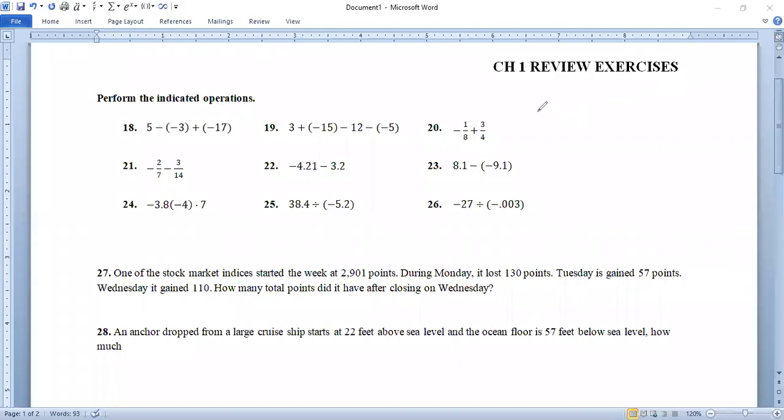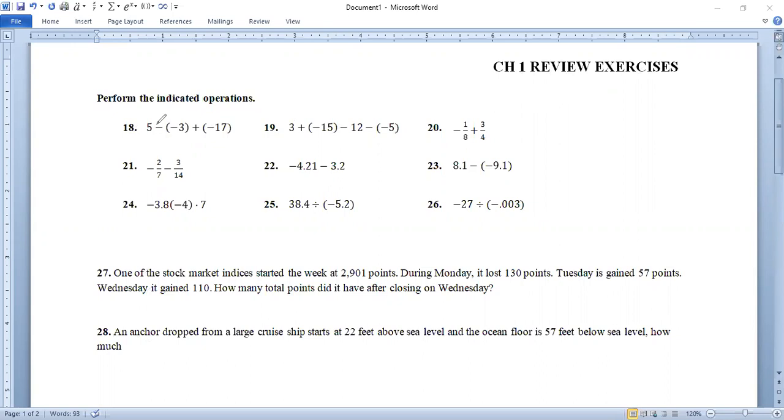Here we are in Chapter 1 review exercises, numbers 18 through 28. Number 18, perform the indicated operations. I'll do these by hand, but a calculator could certainly be at hand just to help you through some of these if you wanted them.